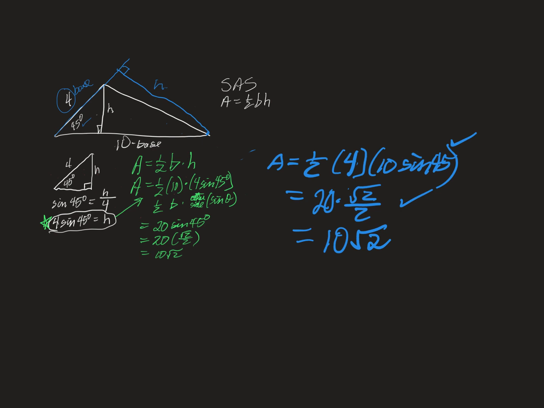So when you are given a side angle side situation, basically pick one side as the base, and then the other side times the sine of the in-between angle will be the height.